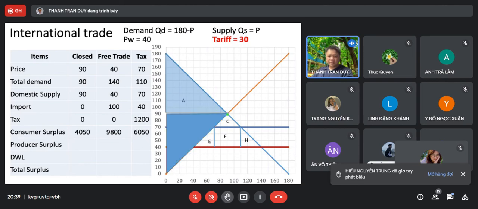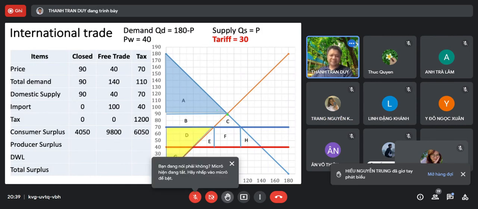Right, let me take a color, yellow, and I will make it transparent. Okay, so this is the producer surplus if we have a closed economy, right? And this is the producer surplus if we have free trade, and the producer surplus if we have tariffs. So you can easily calculate that area, right?